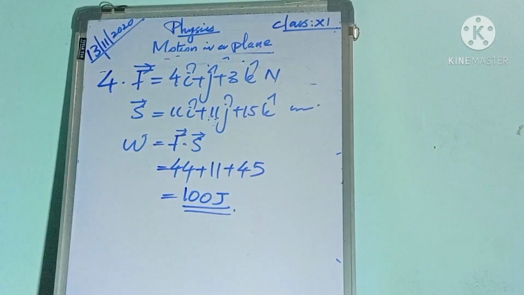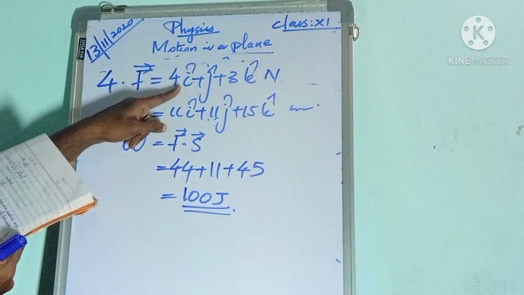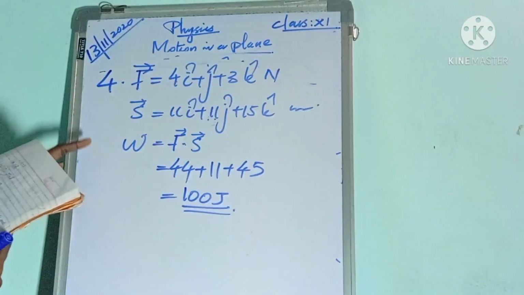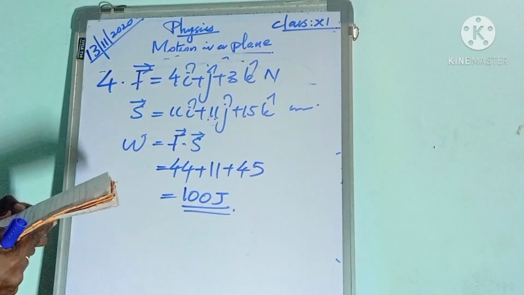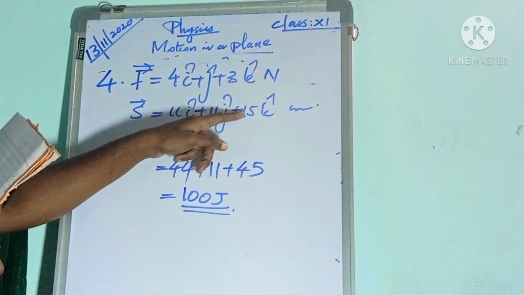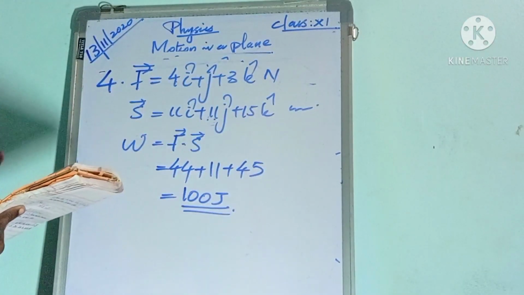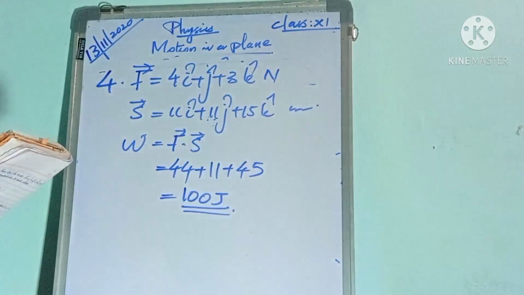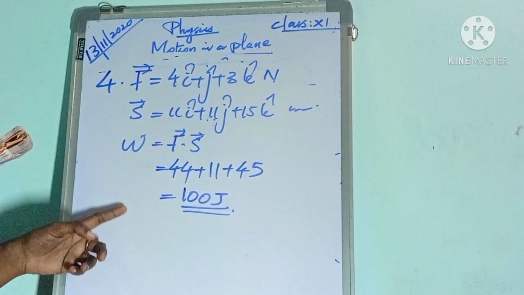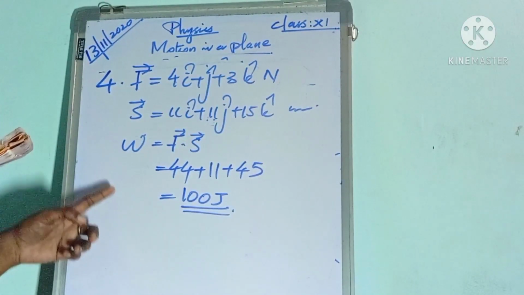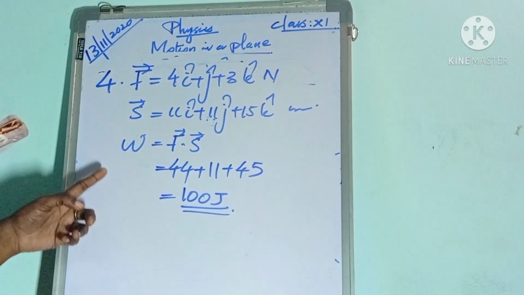Okay, here the force is given as 4i + j + 3k Newton, and the displacement is given as 11i + 11j + 15k. Here we have to find the work done by the force. You know the equation for work done. Work done can be represented as the dot product of force and displacement.